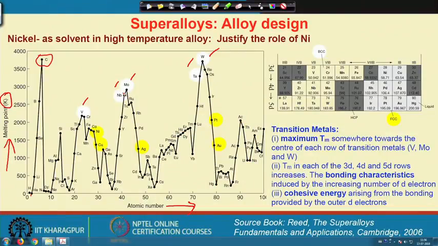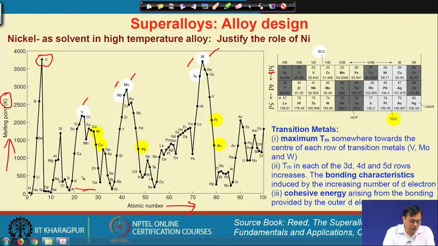However, it is for sure that vanadium and these elements are lying in this 3D row. You see titanium, vanadium, chromium, manganese, iron. They all are lying somewhere here. So, here is the vanadium and chromium. So, titanium, vanadium, chromium, iron, cobalt and so on. So, this is 3D and this is the 4D.